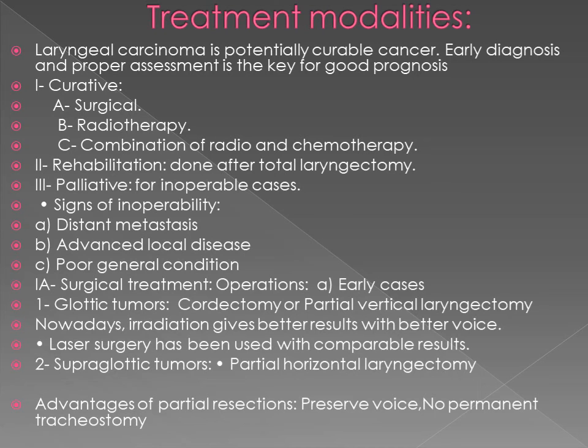Now we can also add the option of irradiation. Sometimes it has good results in early cases, and laser can be an additional tool during laryngoscopy. It has been used with very good results. Supraglottic tumors might need a partial laryngectomy up to total laryngectomy. The advantage of this partial resection is that it helps to preserve the voice with no permanent tracheostomy, and it's worth it.